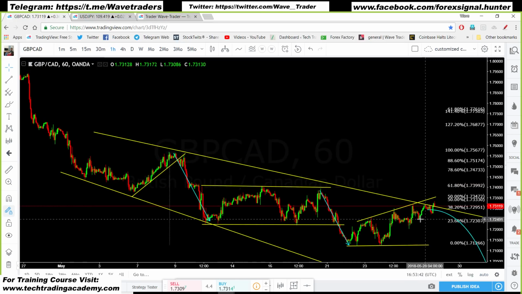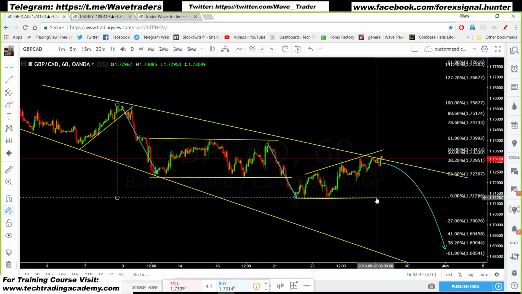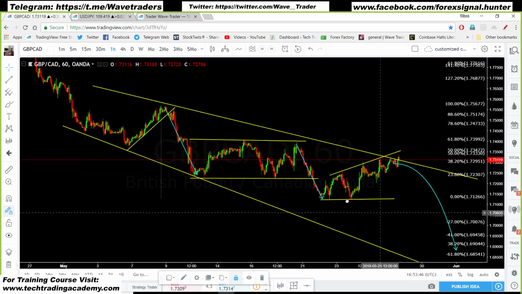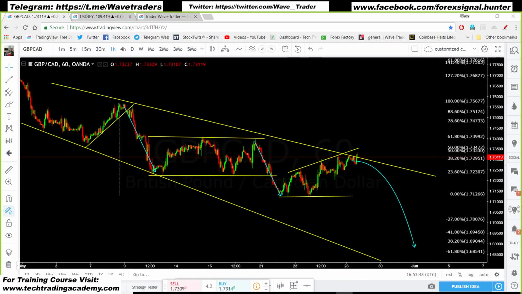Okay, this setup. Right, watch for the breakdown. This flag breakdown, and sell this. Stronger breakdown, sell it. Okay, and a 15-minute correction, continuation to the downside.